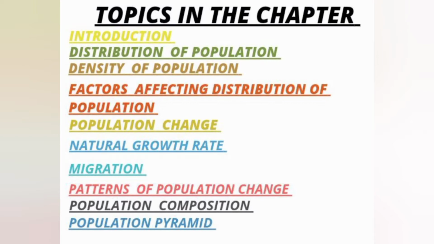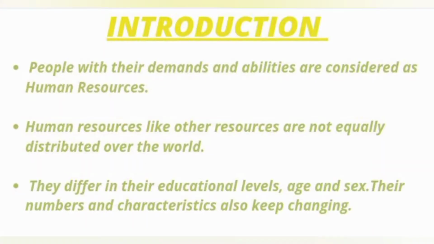The topics in this chapter which we are going to cover are the following: Introduction, distribution of population, density of population, factors affecting distribution of population, population change, natural growth rate, migration, patterns of population change, population composition, and population pyramid. So, let's get started.